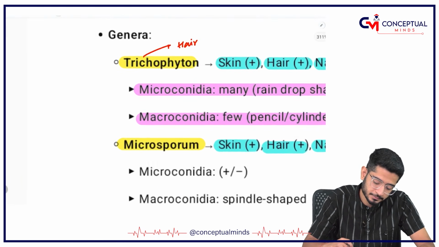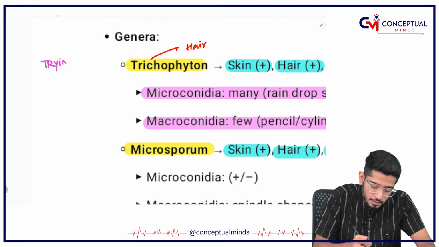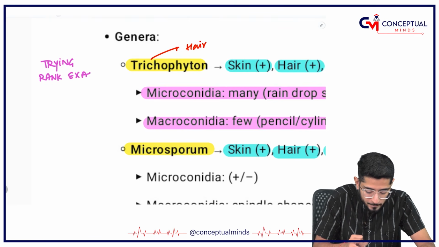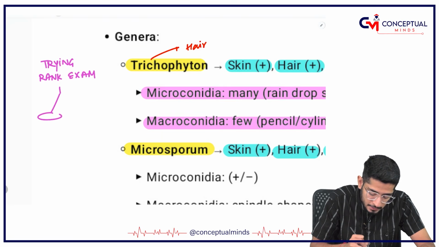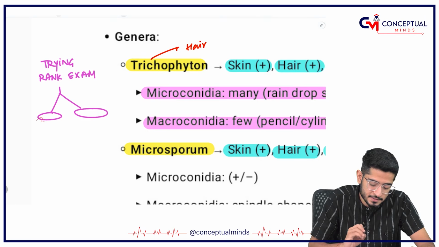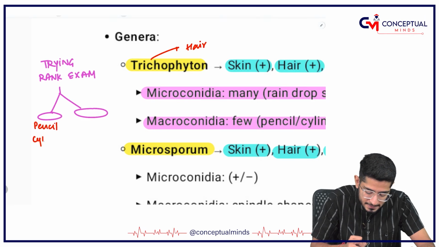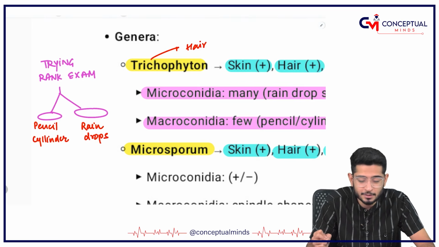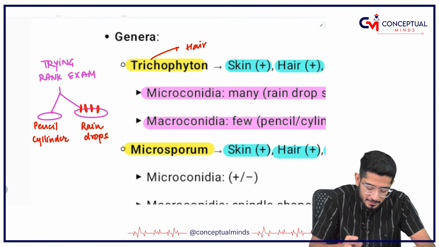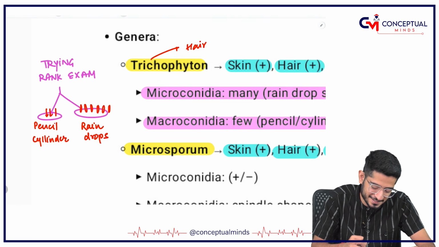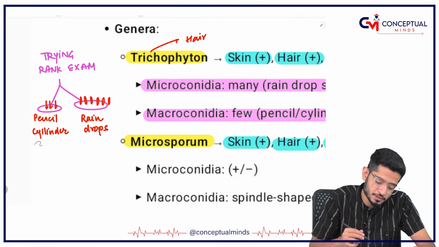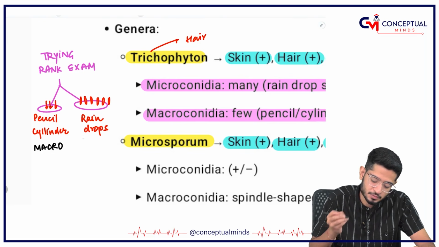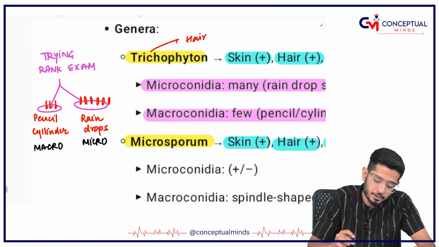So how to remember Trichophyton? For example, a person is trying to get a good rank in the exam. Whenever you are trying to get a good rank in the exam, there are two things happening simultaneously. One, you are studying with the pencil, which is obviously cylinder in shape, and outside raindrops are coming, a very pleasant weather to study. But remember, raindrops obviously will be many, and the study always is less, right? The major task to focus on at that time is the macro task, which is to study, and yes, the micro one is to enjoy your rainy season as well.